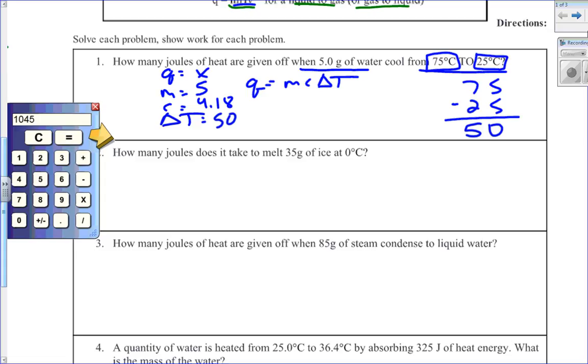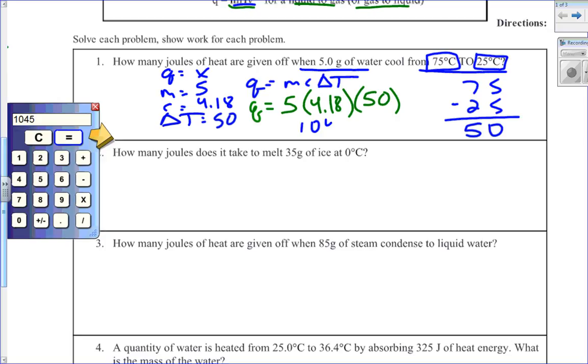So here we have our formula. We have all the variables listed, so we're going to start plugging them in. Q is equal to M, which is 5, times 4.18, specific heat, times delta T, which is 50. And we go ahead and plug that into our calculator, and we have 5 times 4.18 times 50, and that gives us 1,045.